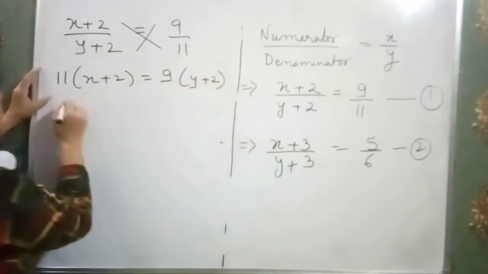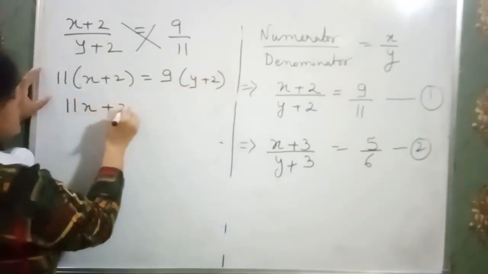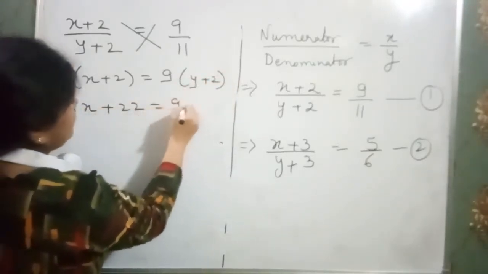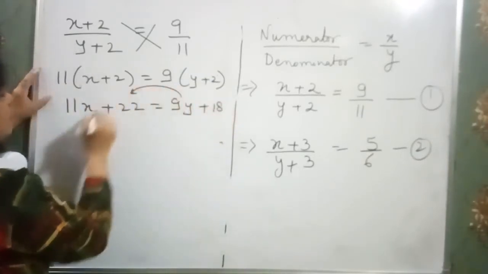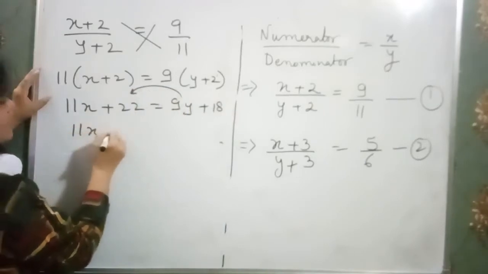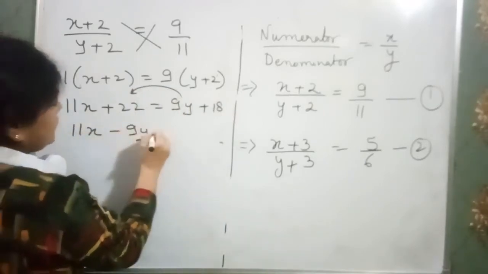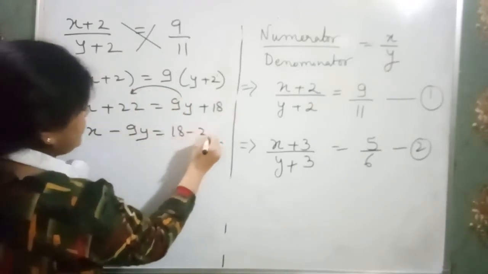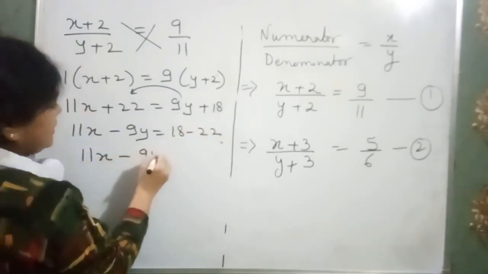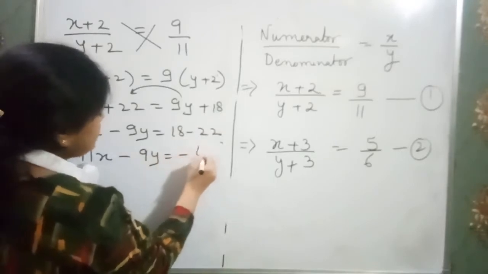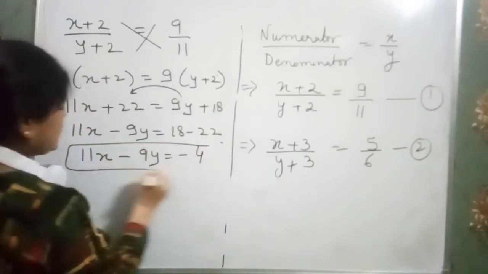Now multiply it. 11x plus 22 equals 9y plus 18. Now bring the variable over here. 11x minus 9y is equal to 18 minus 22. So we have 11x minus 9y is equal to minus 4. So this is the first equation.